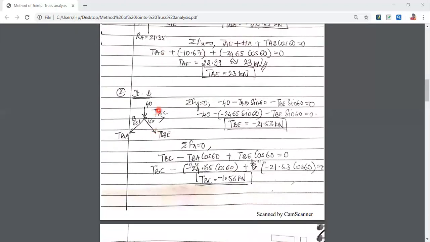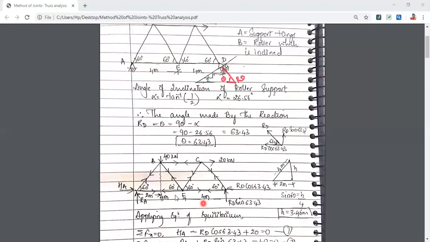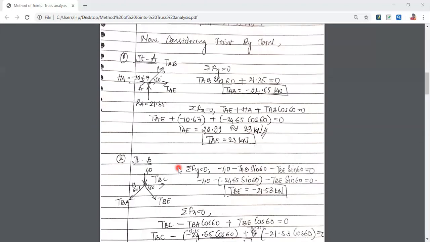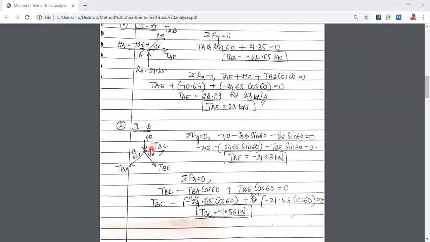From there, I go to joint B. This is your joint B. So I have found this force now, only these two are unknowns, right? So I draw the free body diagram of joint B. This is unknown, this is unknown, this is known, and external loading is given to us. So to this I will apply the conditions of equilibrium, that is summation Fy equal to 0 first.